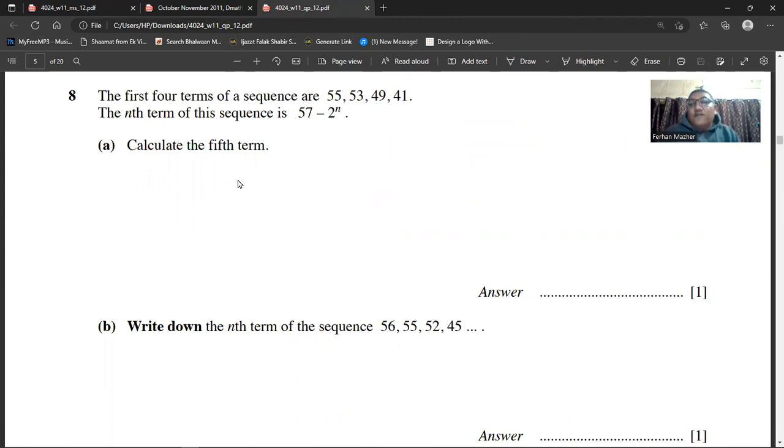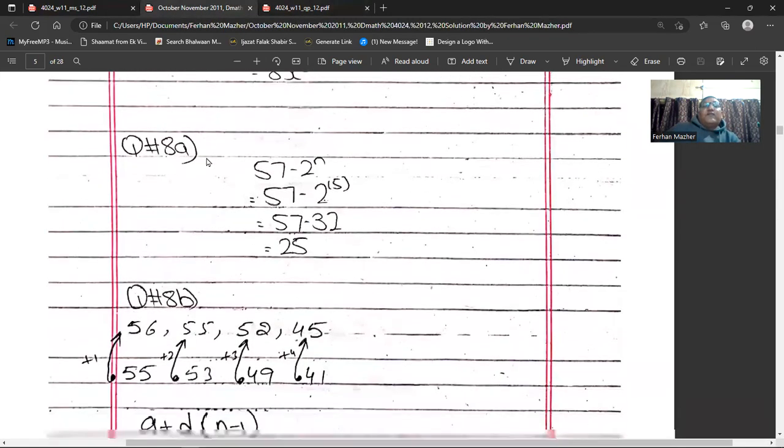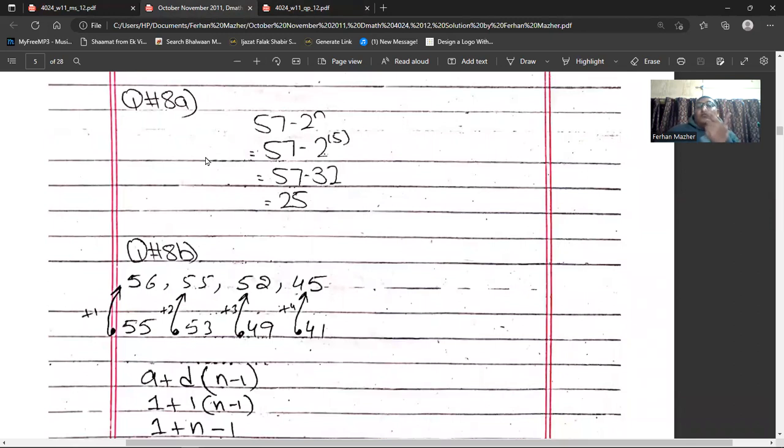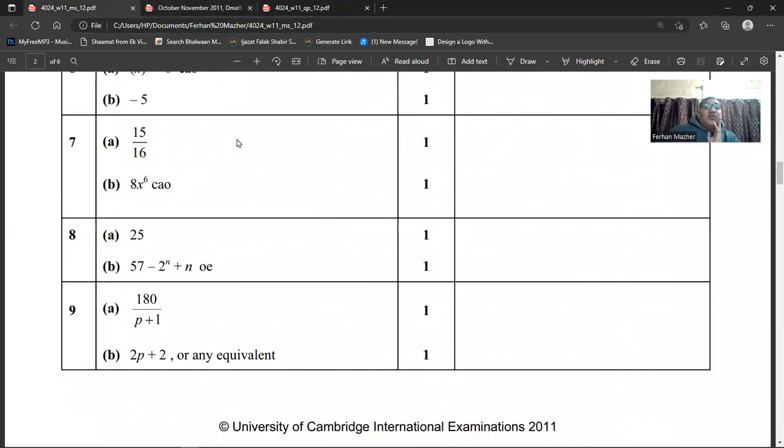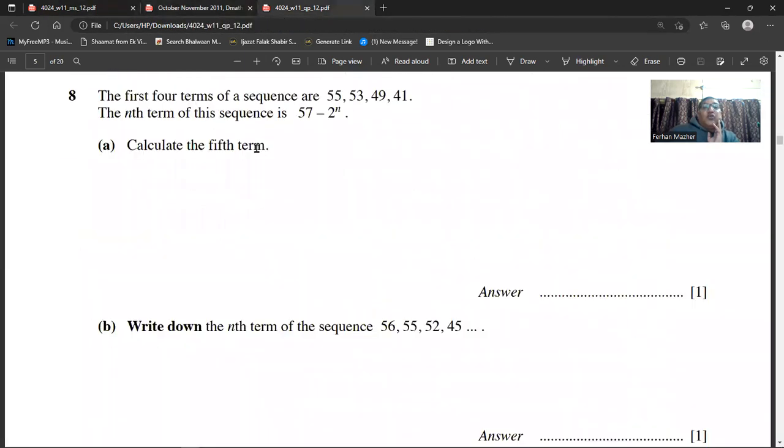So if you want to find out the 5th term, in the place of n, substitute 5, because I want to find out the 5th term. And n means the number of the term. So 57 minus 2 raised to power 5. 2 raised to power 5 means 2 multiply 2 multiply 2 multiply 2 multiply 2. So that will be 32. So 57 minus 32, and that will be 25. So the 5th term is 25. Now, we are going to the next part.